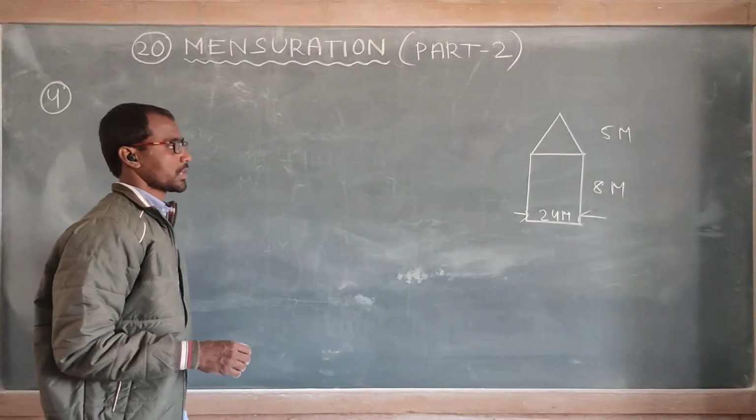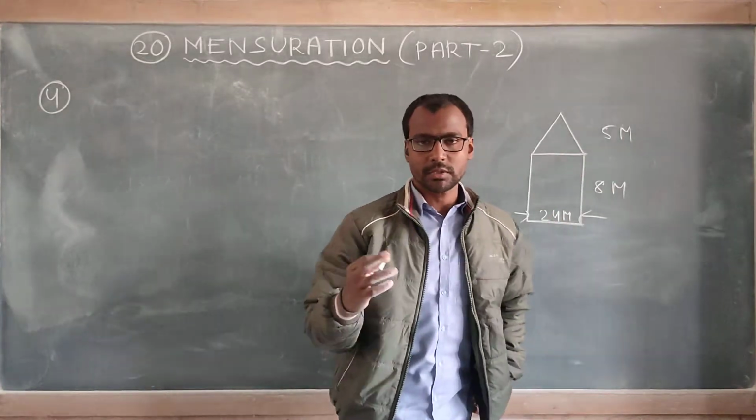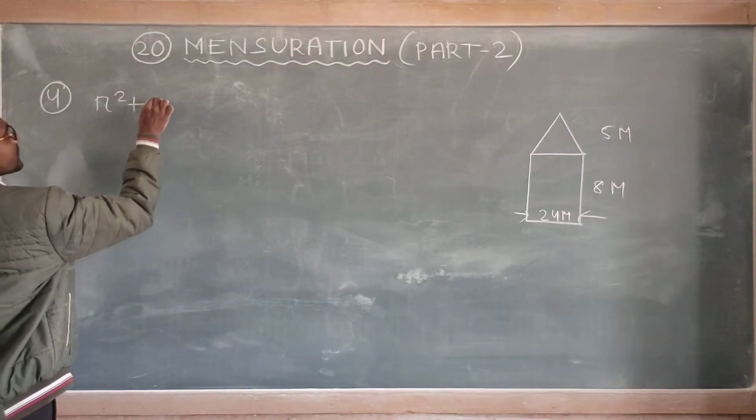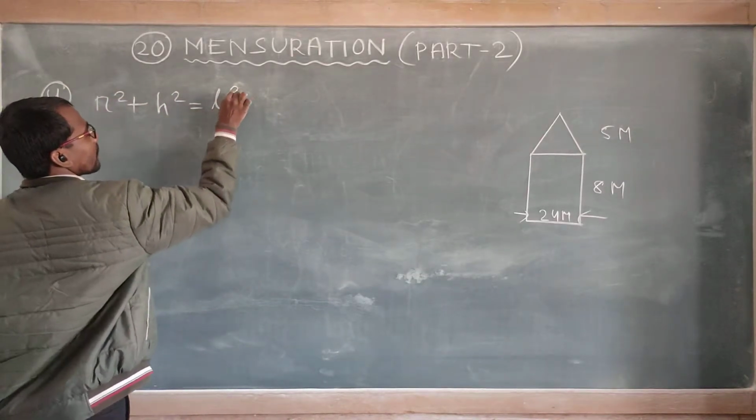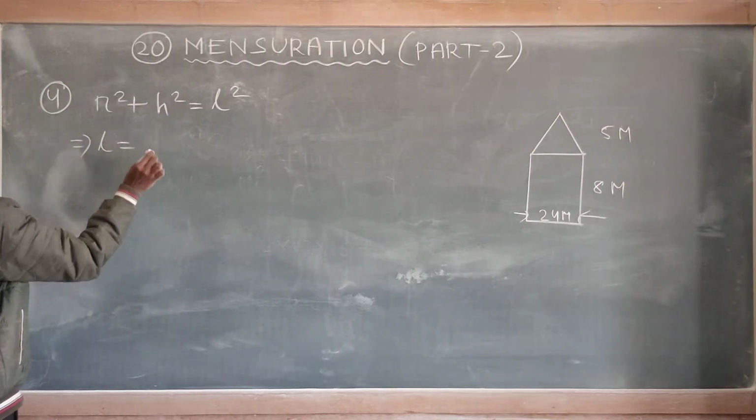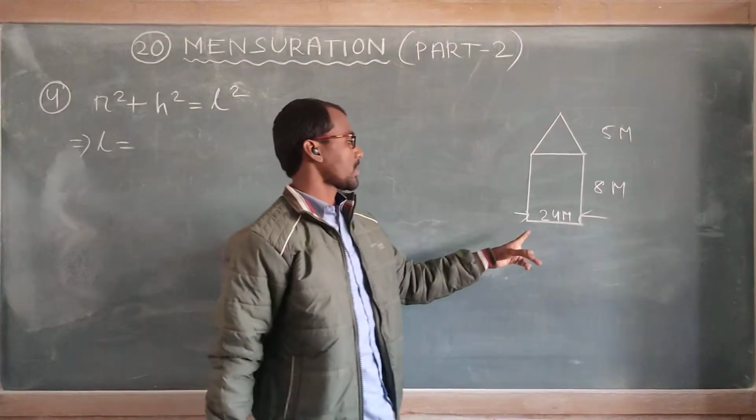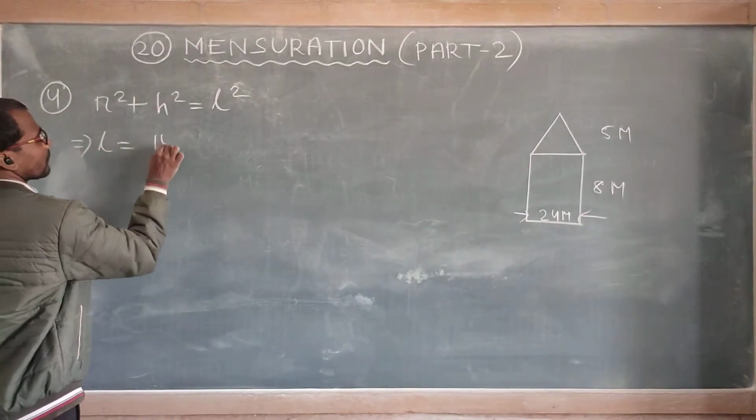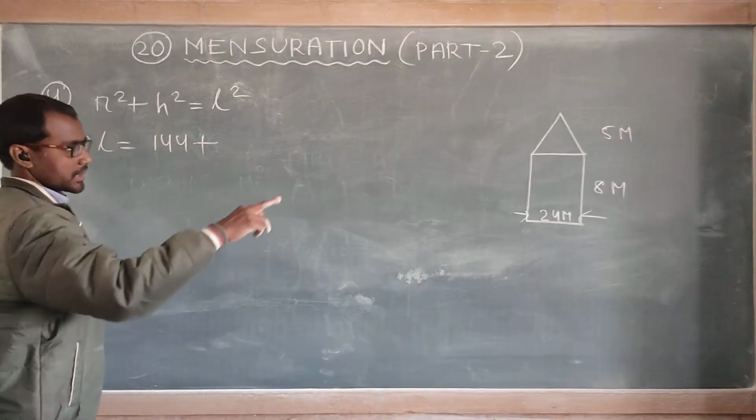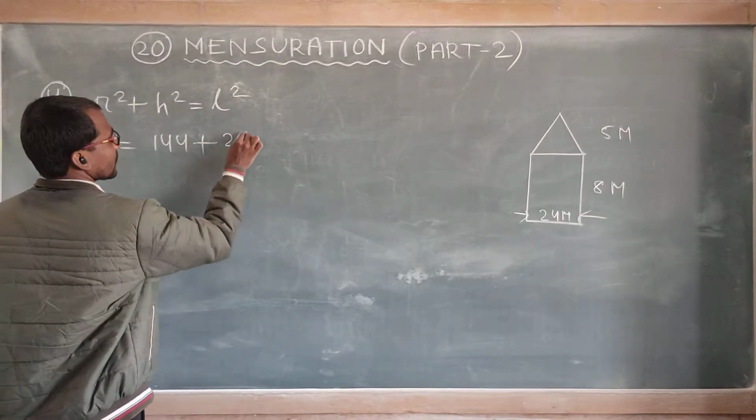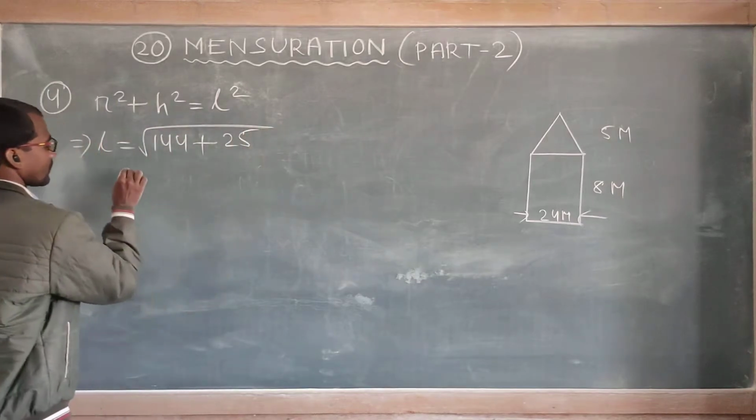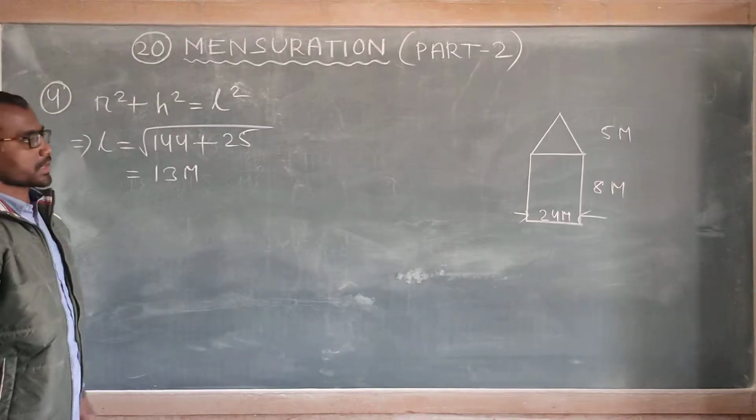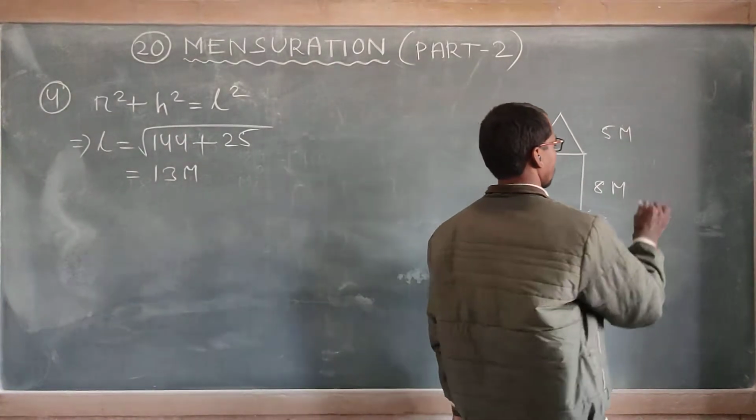Total surface area means we need the slant height of the cone, which is not given, you have to find. So, R square plus H square is equal to L square. Diameter is 24, so radius will be 12. So 12 square is 144. Height is 5 meter, as you can see in the diagram. 5 square is 25. 169 square root is 13 meter. So slant height L is 13 meter.